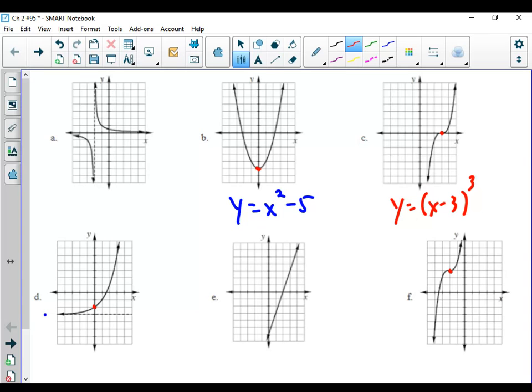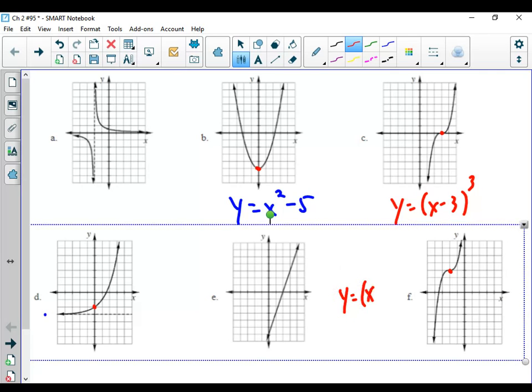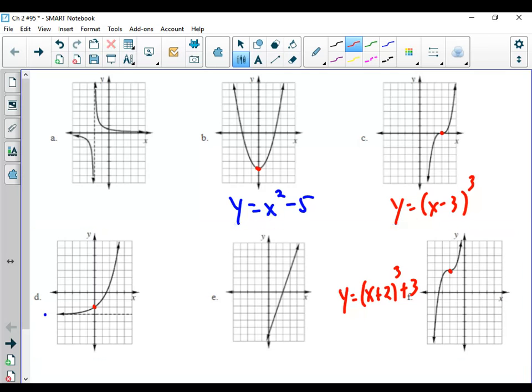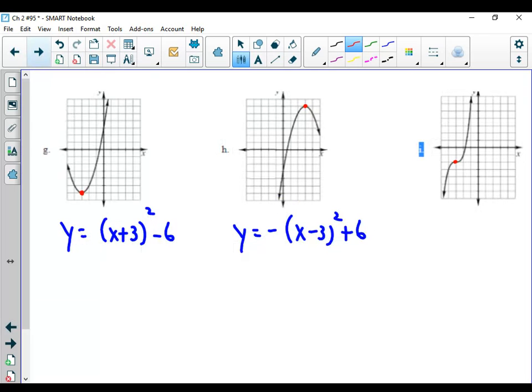All right, F was another cubic. Let's see, this group there, you guys get that equation on F? y equals x plus 2 cubed plus 3. Good, this time we went 2 to the left and up 3. So x plus 2 cubed and then plus 3. Then we had one more cubic. The last one, with this group here for the last one.